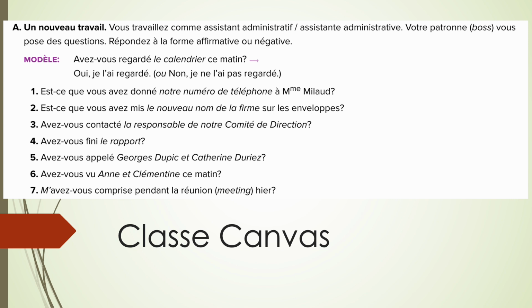So number 5, Georges Dupic et Catherine Durier. That is going to be les, and it's going to be masculine and plural. Number 6, Anne et Clémentine. That's going to be les. And it's feminine and plural. So you'll have to adjust the past participle accordingly. And m'avez-vous comprise pendant la réunion hier?